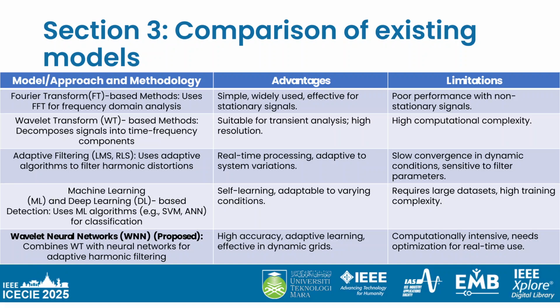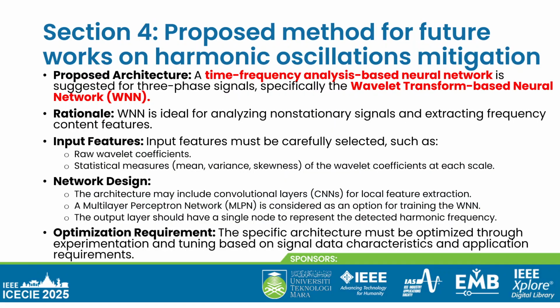And for us, in this section we'll propose what we call a new hybrid method called the wavelet neural network, which combines the wavelet transform with a neural network for adaptive harmonic filtering. It will have very high accuracy, adaptive learning, and be very effective for dynamic grids. But we also know that since this is a hybrid method, it will be computationally intensive and will need a lot of optimization for real-time use.